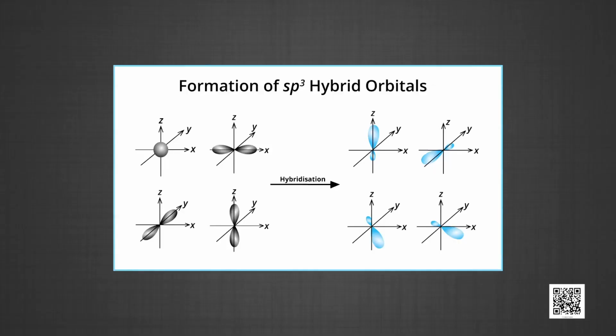Now, the third is sp3 hybridization. This type of hybridization can be explained by taking the example of methane, that is the CH4 molecule, in which there is mixing of one s orbital and 3 p orbitals of the valence shell to form 4 sp3 hybrid orbitals of equivalent energies and shapes. The figure shows you the formation of sp3 hybrid orbitals. Here you can see that there is one s and 3 p orbitals mixing.